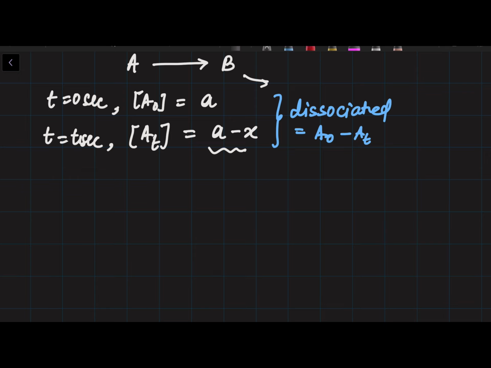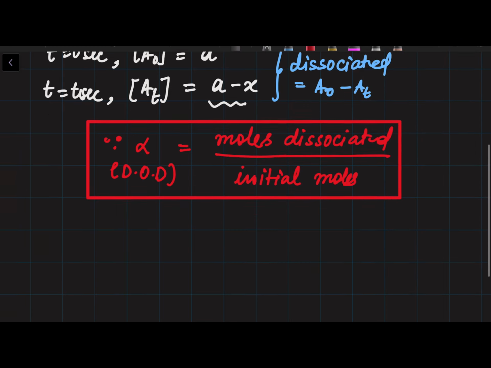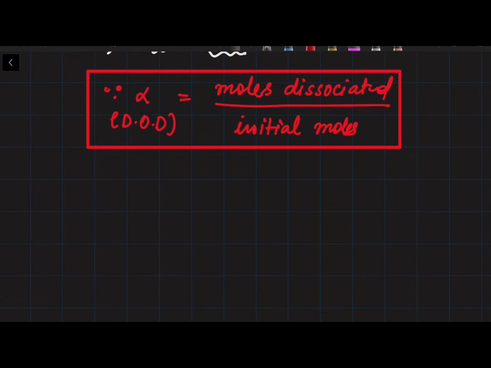Now, based on the degree of dissociation formula, since we know that degree of dissociation means alpha, here I am writing DOD. So this degree of dissociation is written as the number of moles dissociated divided by the initial moles. That's a simple concept. Now I'll make it bold.